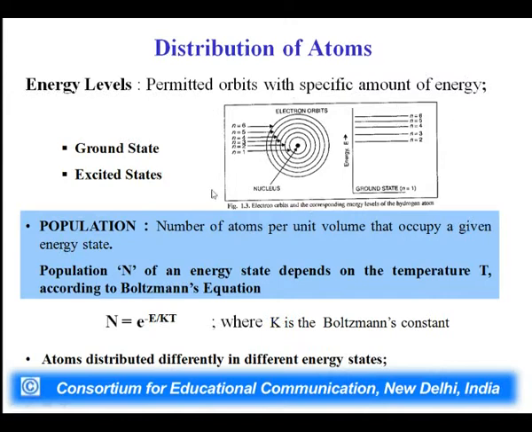The distribution of atoms is defined between the energy levels. There are two states, the ground state and the excited state. Energy levels are basically permitted orbits with a specific amount of energy. Here we define the ground state in the diagram.